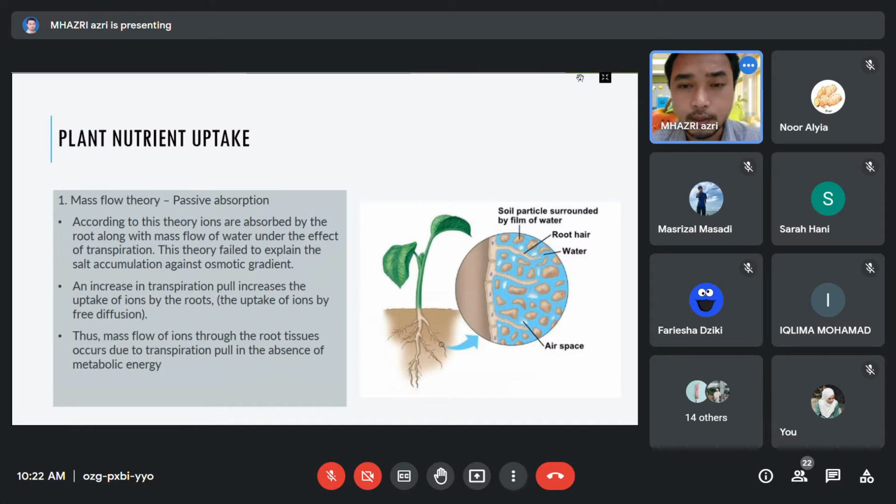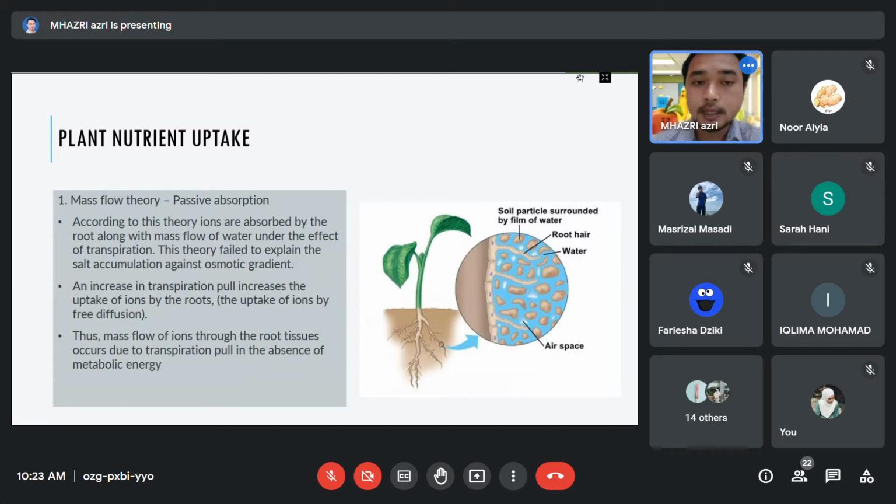energy. Okay, so like what I mentioned earlier, this theory, however, failed to explain the salt accumulation against osmotic gradients. Okay, kalau semua ions or minerals are taken up by these mechanisms, so of course lah, bila kita check, the concentrations of elements in soil solutions must be higher compared to concentrations of elements in root tissues. However, certain elements, for example, phosphorus ions, nitrogen, usually the concentration is higher in root tissue compared to soil solutions. So that indicates nitrogen ions and phosphorus are not being taken up by plant roots by passive transport.